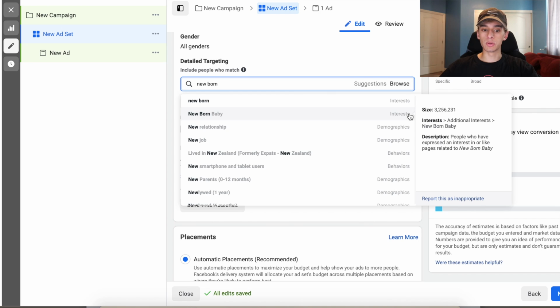For myself, when I'm doing single interest, I know that this isn't the end all be all, but if interests do work very well for myself and they're profitable, I want to have the option to take them and put them into a bigger CBO with like a $500 to $1,000 a day budget and scale them very fast.